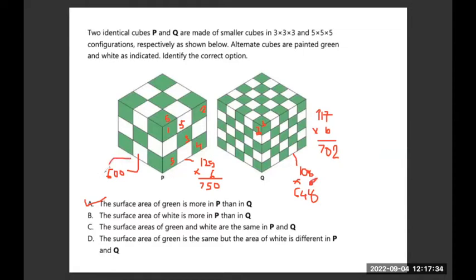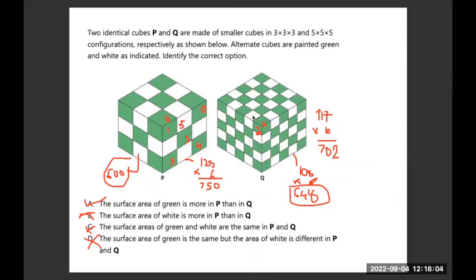So the surface area of white in P is 600. The surface area of white in Q is 648, which means option B is wrong. Option C is wrong: the surface area of green is the same, but the area of white is different in P and Q, so it is wrong because both are different. So in this case, only option A is correct.